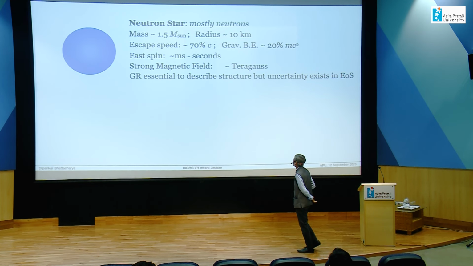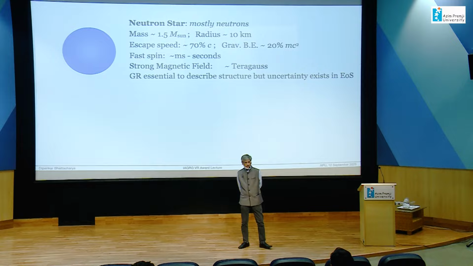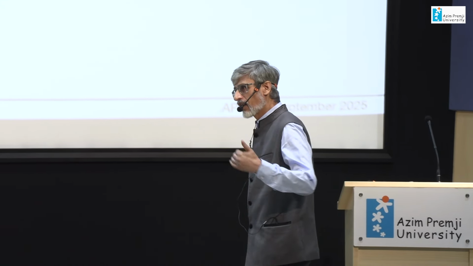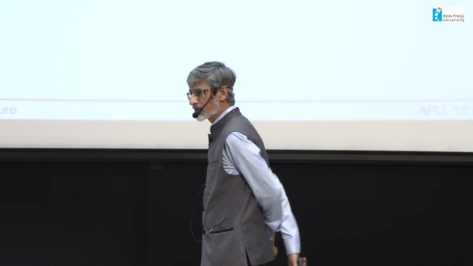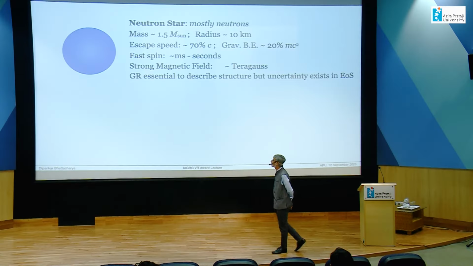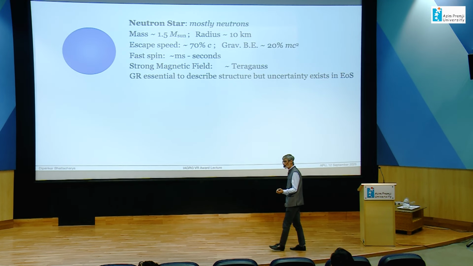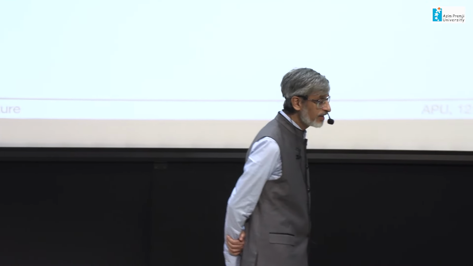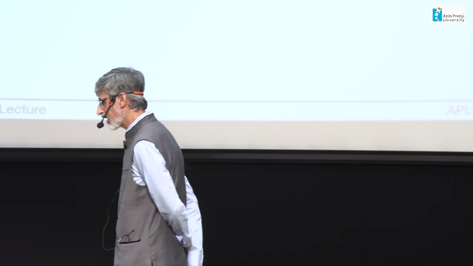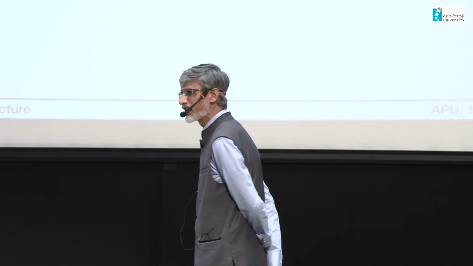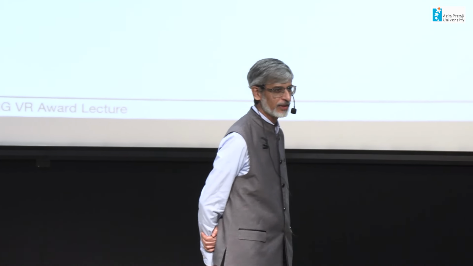And the surface gravity is more than 10 to the power of 12 times the surface gravity on Earth. So the escape speed from such strong gravity is nearly 70% of the speed of light. So you can still escape if you are standing on the neutron star, you can still escape. But you will need rockets which are far larger than whatever NASA or SpaceX or ISRO has built.